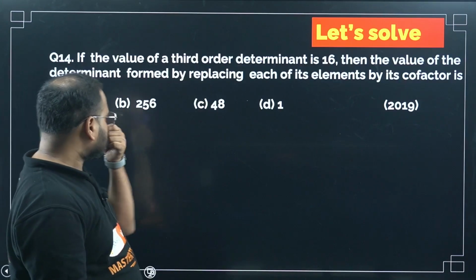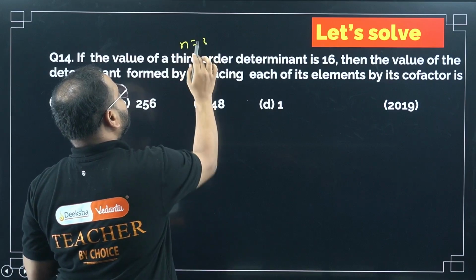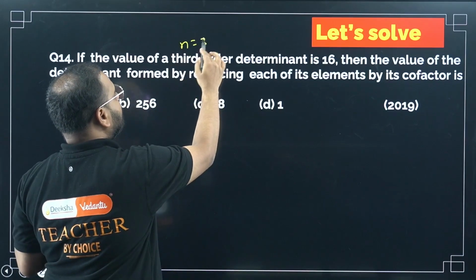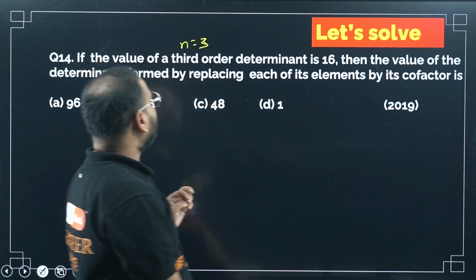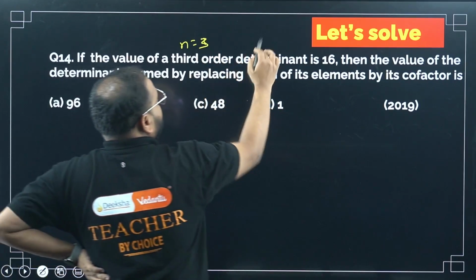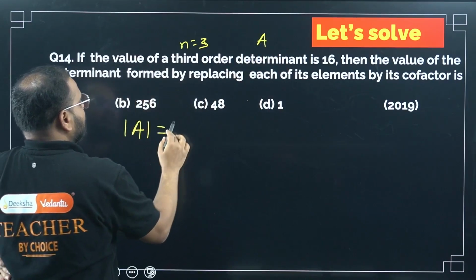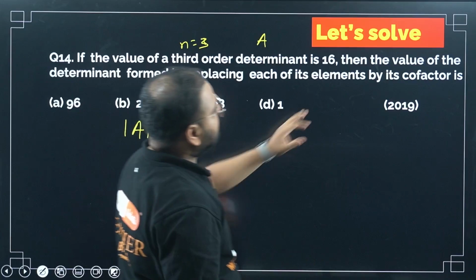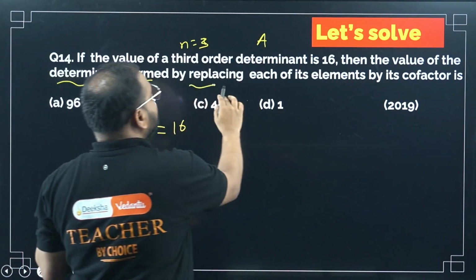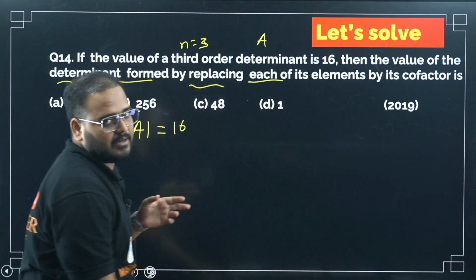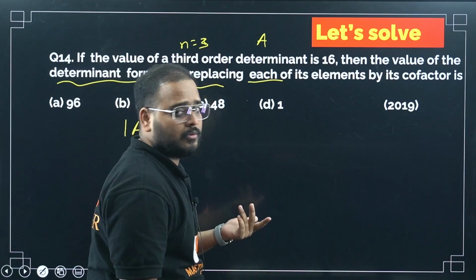If the value of a third order, meaning n is given as 3, the order is 3. Please see here, the order is 3. The determinant is 16. Let me take the determinant to be A. So they are saying that A determinant is 16. Then the value of the determinant formed by replacing each of its elements by its cofactor. That is adjoint only, no? If I add transpose also, it is adjoint only.